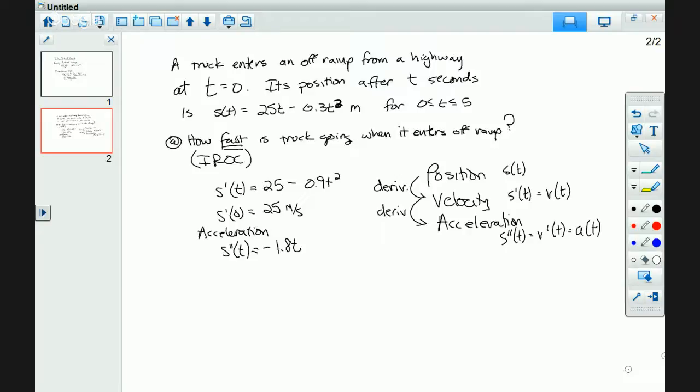Is the truck speeding up or slowing down? What's happening to the velocity? When the truck comes off the off ramp, obviously we have to slow down. Right? That's what intuitively makes sense. How can you explain that mathematically?